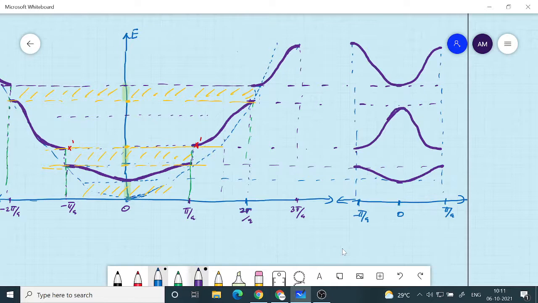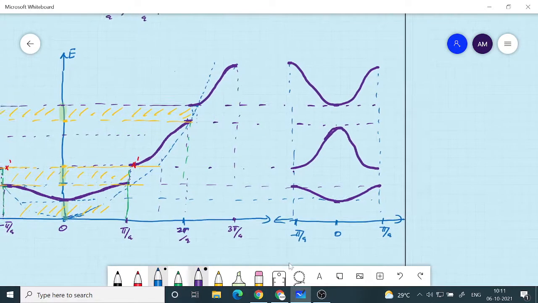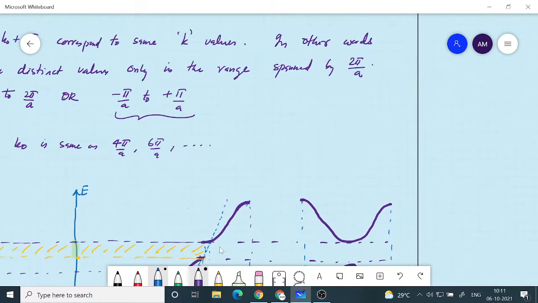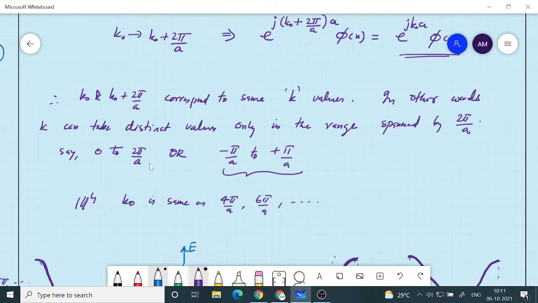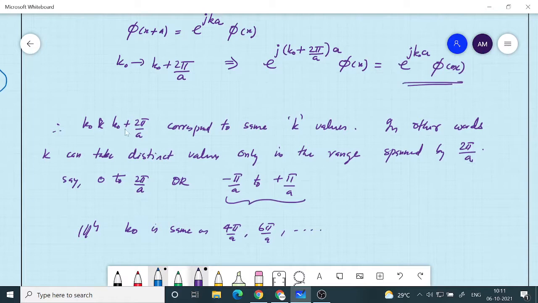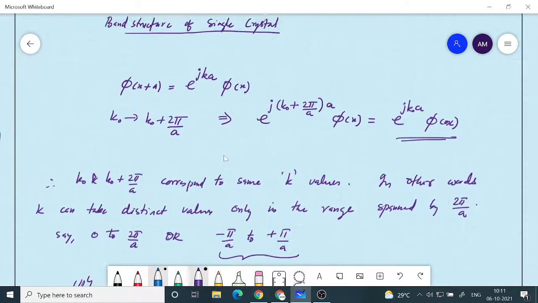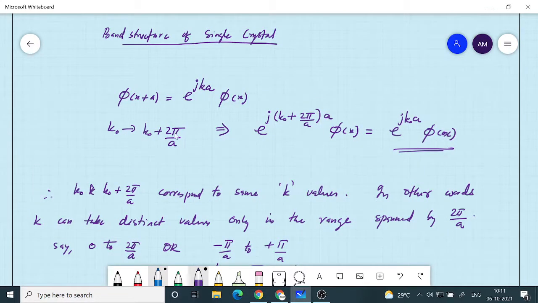So 3 bands, now it's more clear, and this we could do because of the above. What was it? That if you shift bands by 2 pi by a, actually they are corresponding to same k values. Okay, and why I have shown it here. K0 is shifted by K0 plus 2 pi by a or minus 2 pi by a also you can talk about. So I can put plus or minus. Okay, plus or minus 2 pi by a.